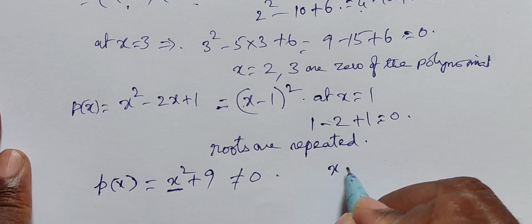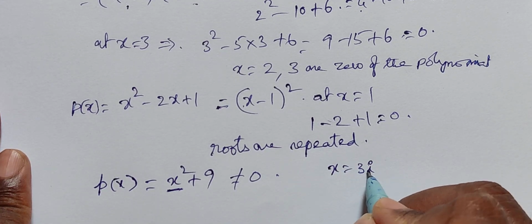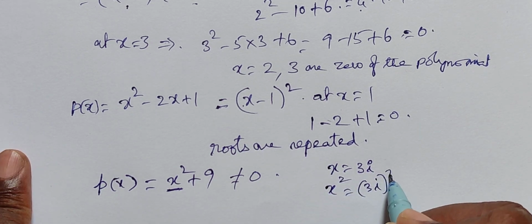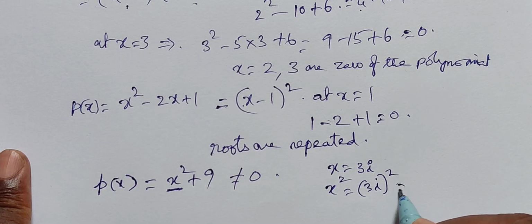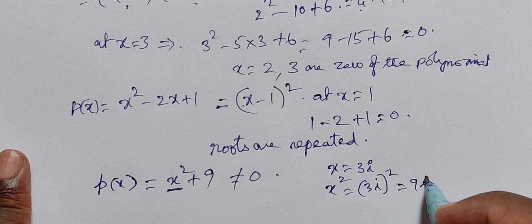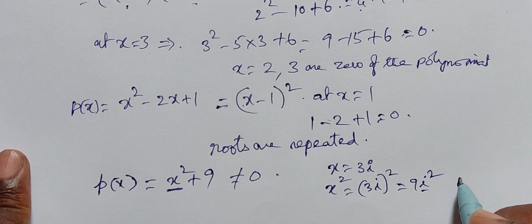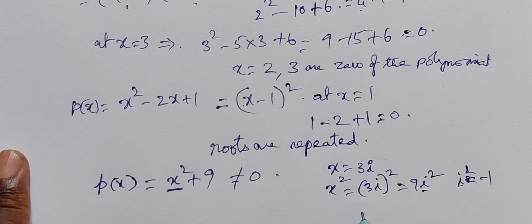So if you put x as 3i, what is this i? Don't worry, i stands for just an imaginary number. So x square is equal to 3i whole square. What does it become? 9i square. Usually i square is equal to minus 1. So in this case, 9 into minus 1 becomes minus 9.